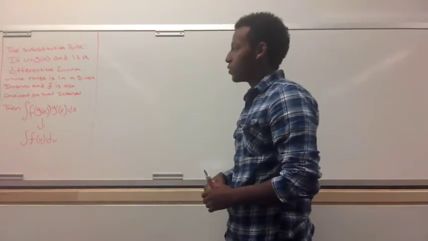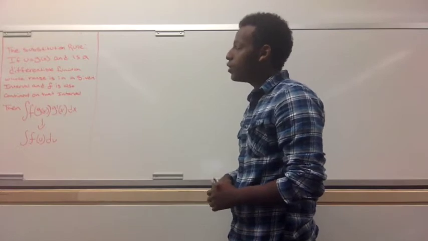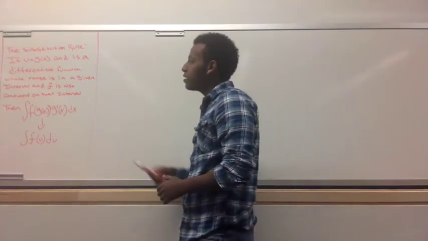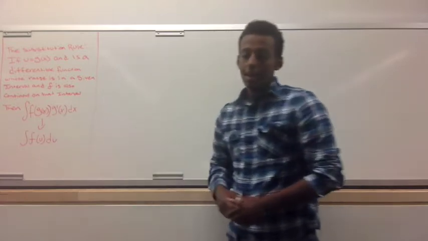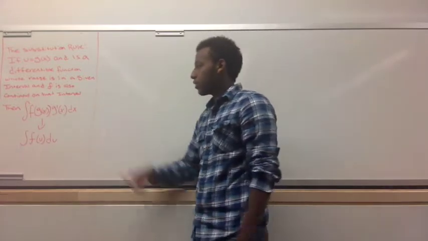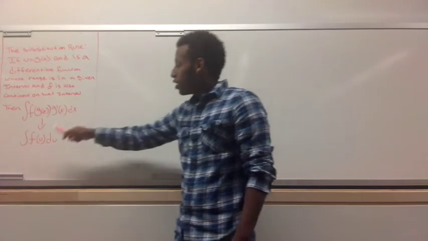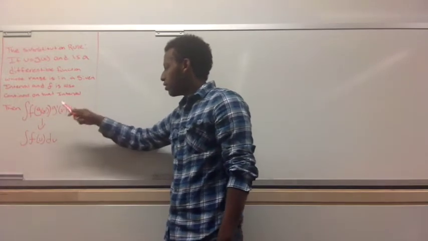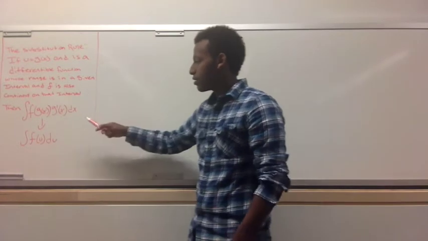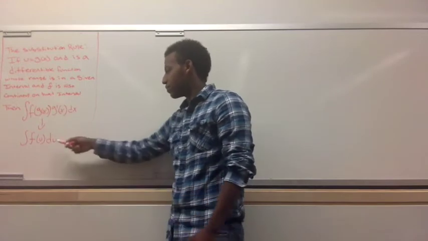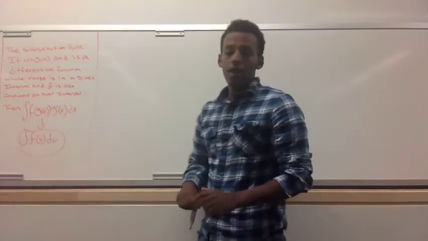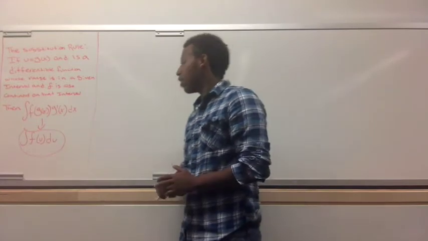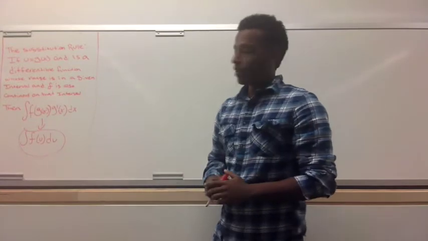The U Substitution Rule states that if u equals g of x is a differentiable function whose range is in a given interval, and f is also continuous on that interval, then the integral of f of g of x times g prime of x dx can be written out in this way, which is the integral of f of u du.